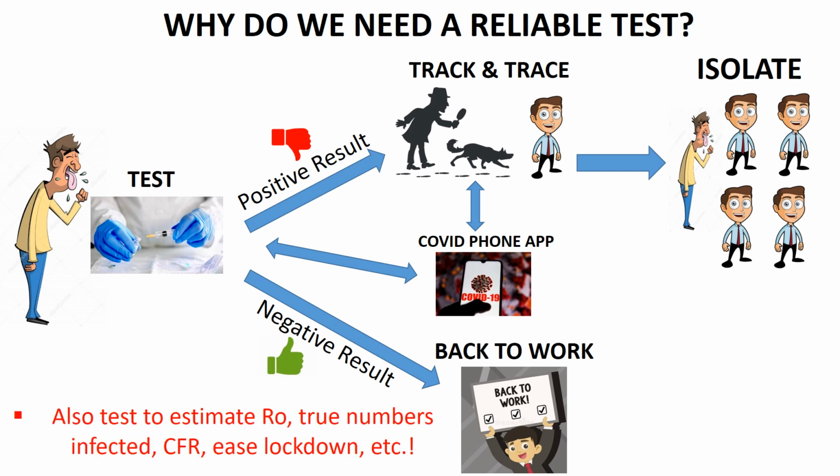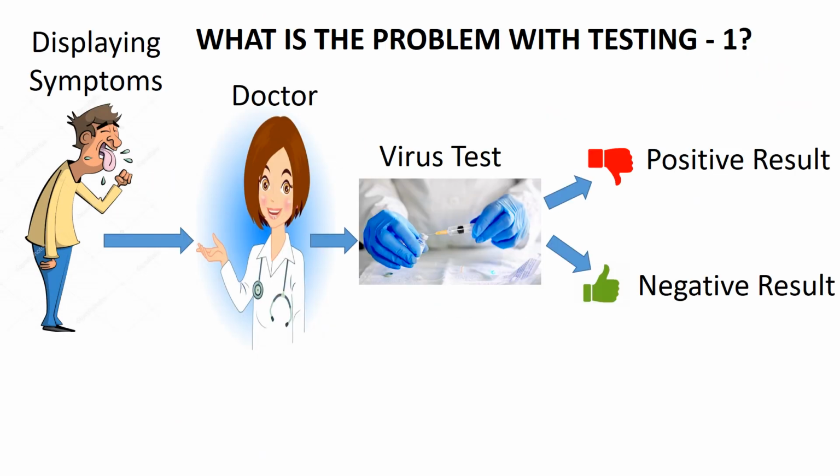Another reason for testing is we want to estimate what the true R-not number is. To do that, we need to test. We need to know the true numbers of people infected to work out the case fatality rate and how we manage to ease lockdown. So every aspect of dealing with this virus, I think, is predicated on having reliable and mass testing. So what is the problem with testing? I'm not talking about lack of resources or political will to do the testing. I'm talking about what are the actual scientific problems with doing a test.